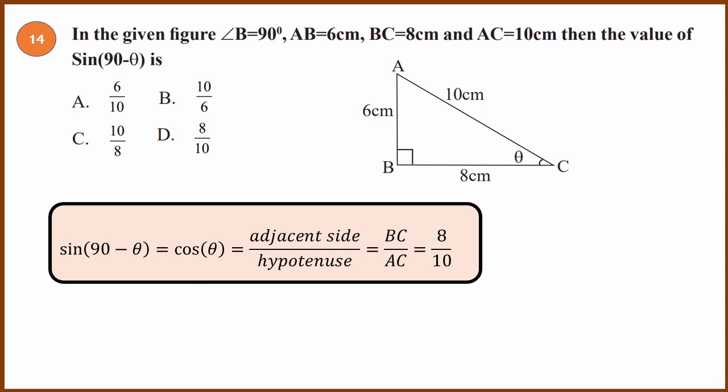What do we know from the cos theta definition? Cos theta is adjacent side by hypotenuse. Correct? Now for theta, which is the adjacent side? BC, which is 8 centimeter. Which is the hypotenuse? AC, which is 10 centimeter. So the answer is 8 by 10.